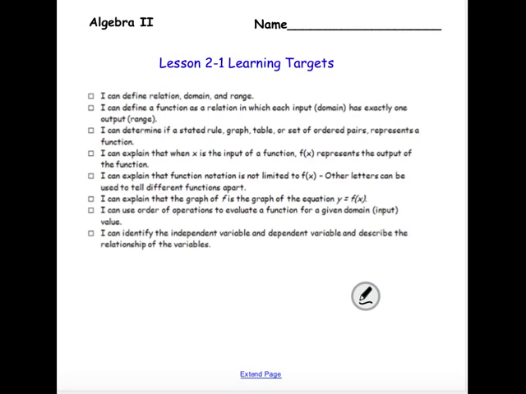You can use order of operations to evaluate a function for a given domain or input value. You can identify the independent variable and dependent variable and describe the relationship of the variables.